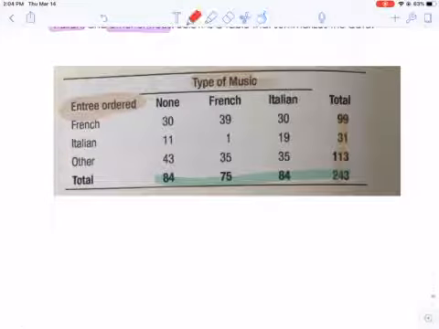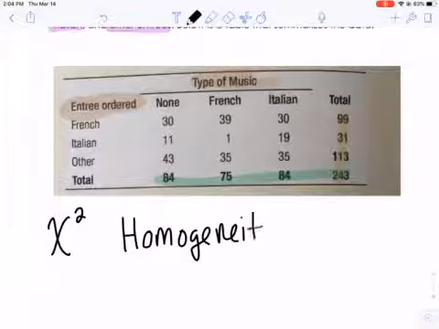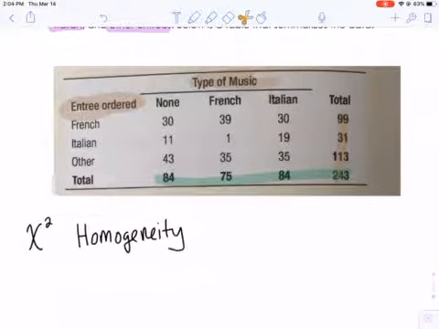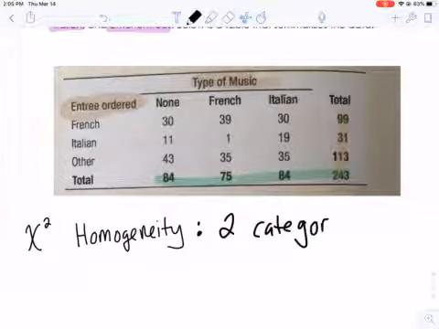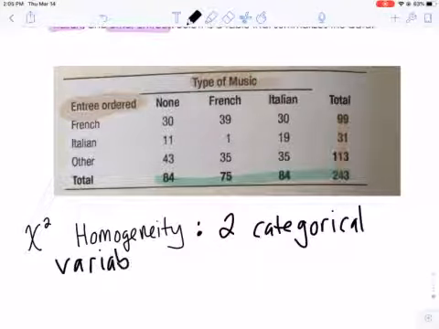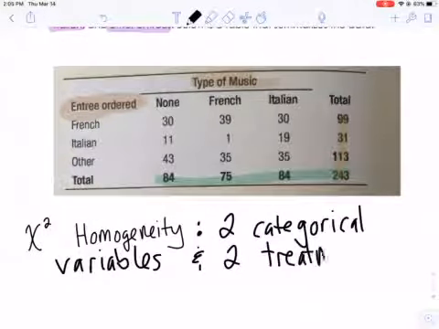We are going to be running a chi-square test for homogeneity. What that is, is when we are dealing with 2 categorical variables and 2 treatments or populations.